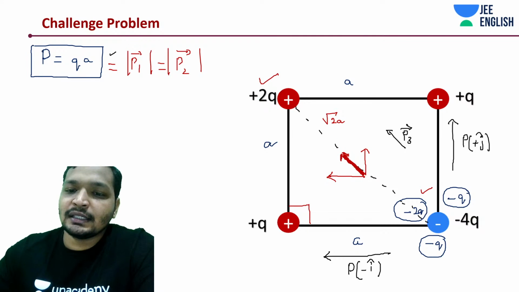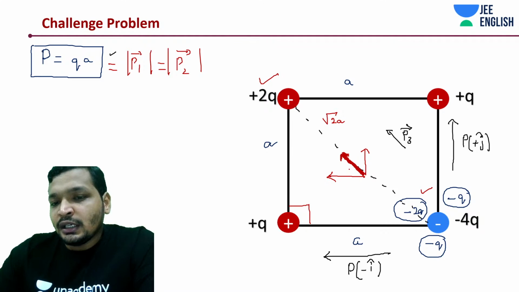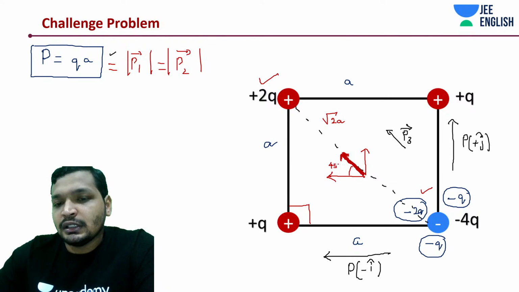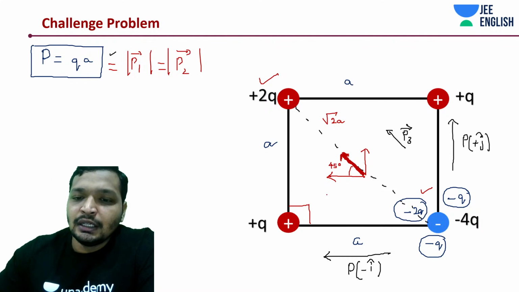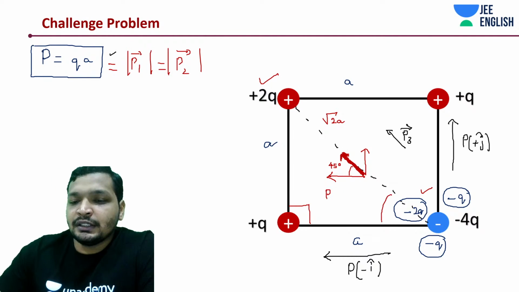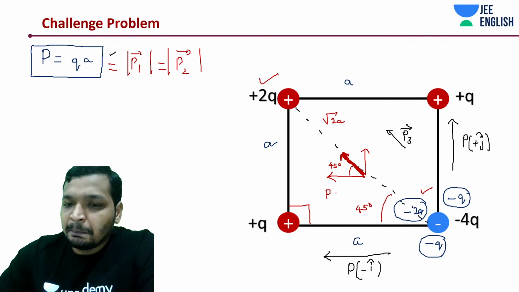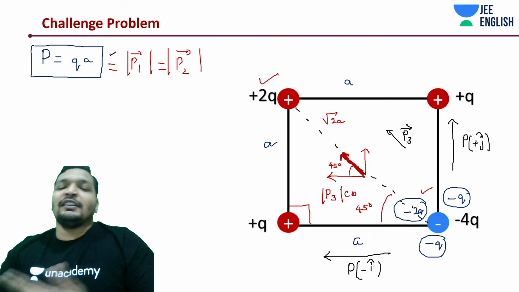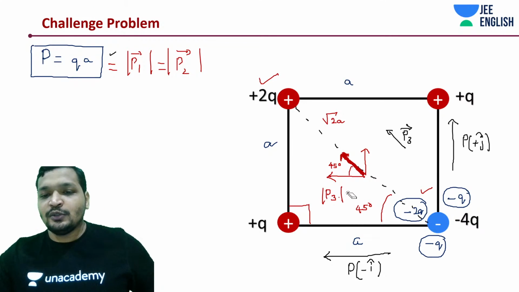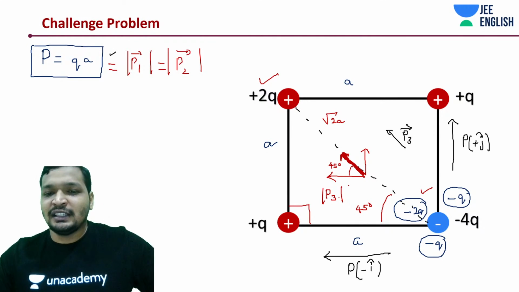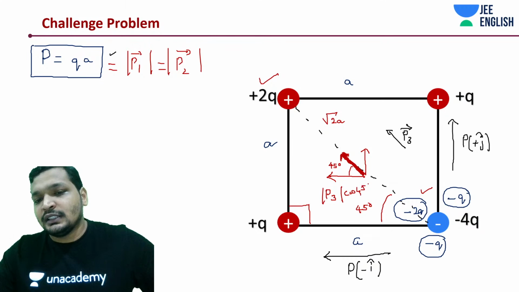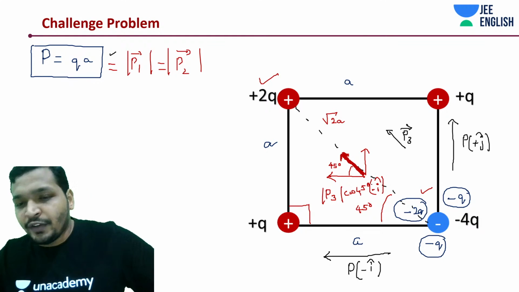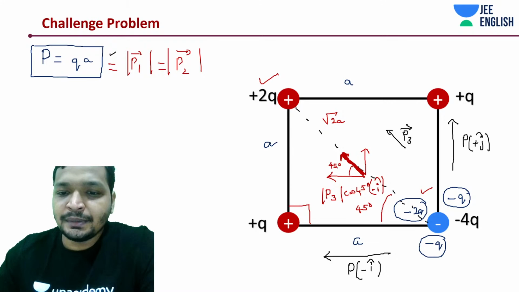Let's come to this point and understand this easy problem. Now this should be 45 degrees. This should also obviously be 45 degrees, right? So that would be the magnitude of P3 times cos or sine. You can take it as anything you like, since it's a 45 degrees angle; you need not worry about it much. In this case, I'm defining this as cos 45 degrees minus i cap. Very good. Root 2a.